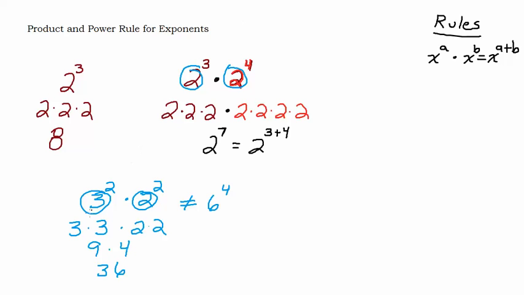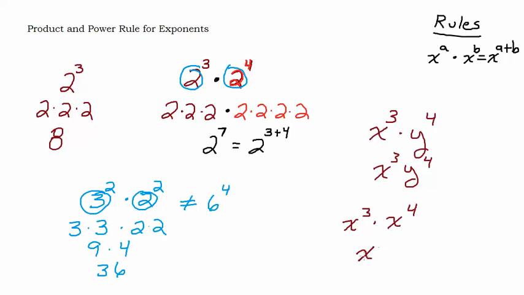I showed down here how the bases have to be the same if we were using constants like 3 and 2. That's the same thing if we had variables. So if we had x to the third times y to the fourth, you can't simplify that any further. It's just x to the third, y to the fourth. Where if you had x to the third times x to the fourth, then that would be x to the 7th, because this base is the same. Then we can add those together.